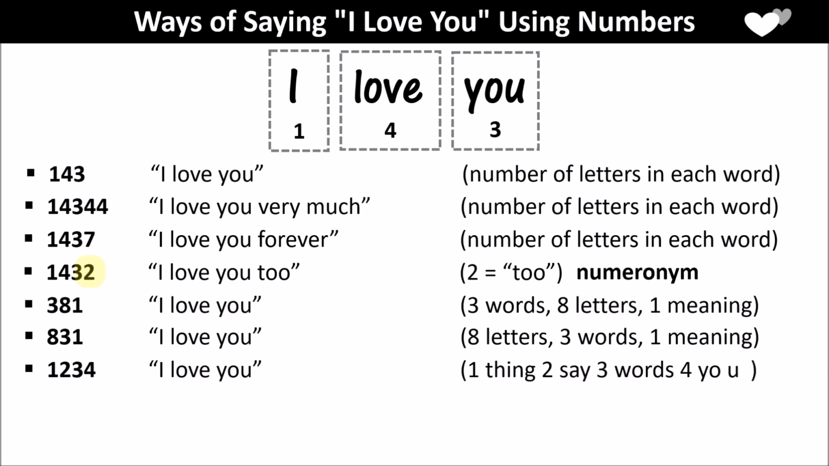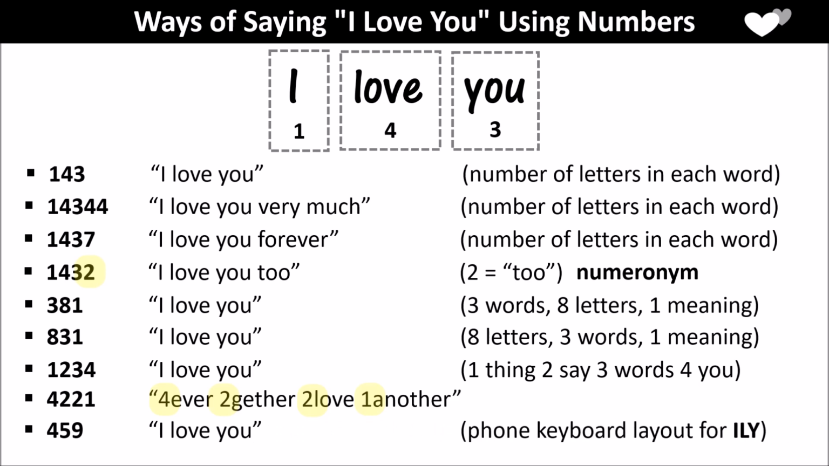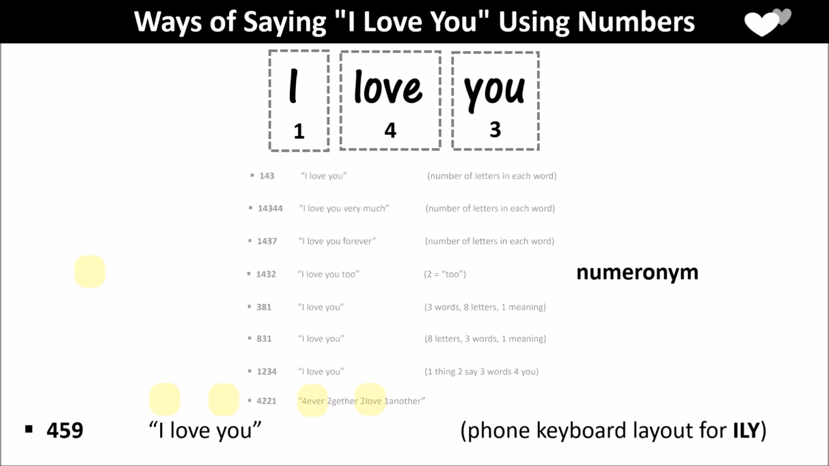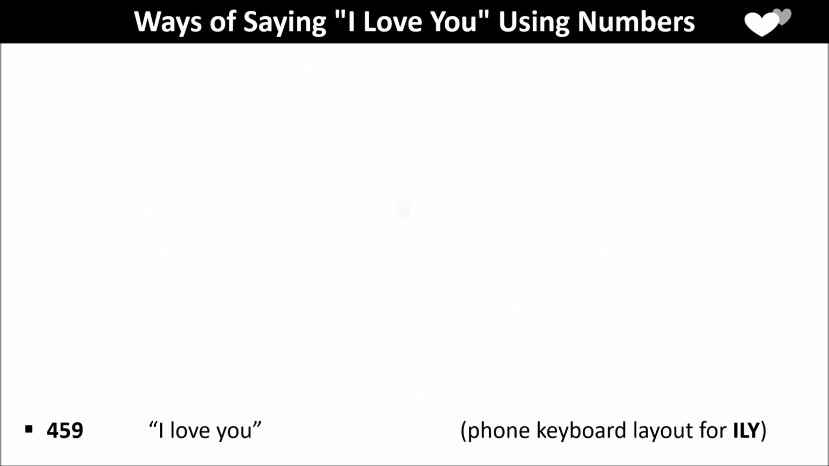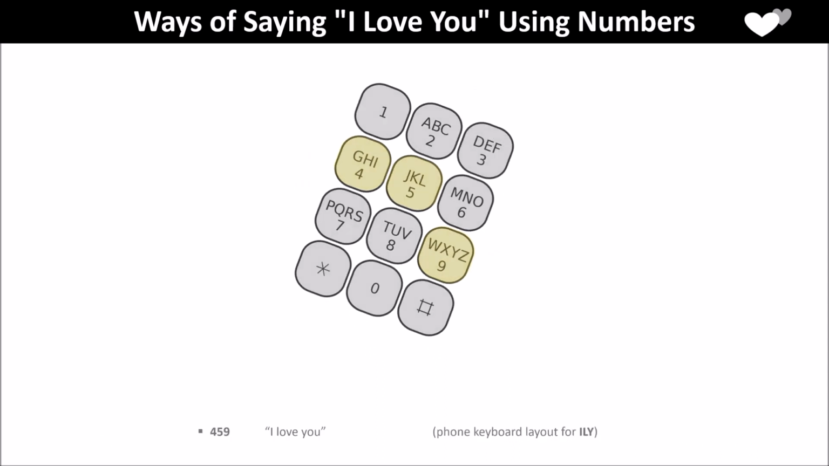And even this, 1234. I've 1 thing to say, 3 words for you, and those 3 words being I love you. And 4221, forever together to love one another. So here the numbers represent half words. And it can start getting quite creative. So look at this one, 459, I love you. On small phones or older phones, 459 are just the keys on which I, L and Y feature. Okay, let's get rid of that.